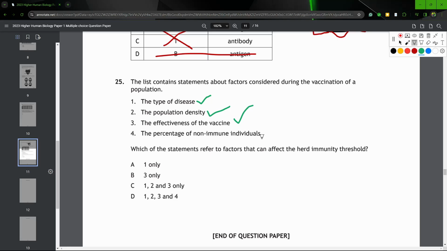The percentage of non-immune individuals? That won't actually affect the herd immunity threshold, because that's what we want to change. We want to decrease the percentage of non-immune individuals so we can get herd immunity. The herd immunity threshold is the percentage of people that you need to vaccinate up to so that everyone is protected, even if they're not vaccinated. So the percentage of non-immune individuals has nothing to do with the threshold. So yeah, it's going to be C, I'm afraid.